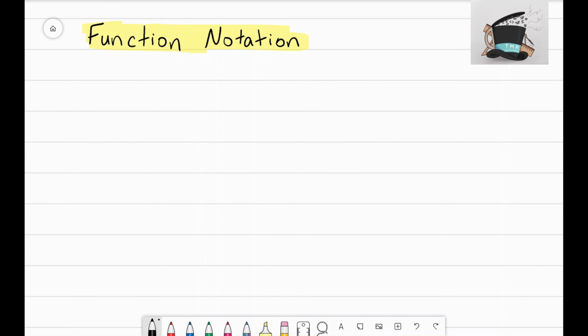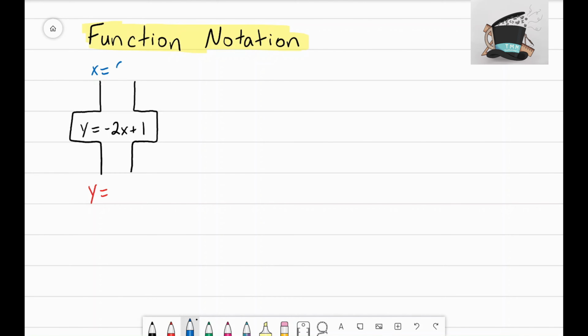So let's start with an example of a function machine. I'm going to draw out my function machine, and inside it, I'm going to write the equation y equals negative 2x plus 1. What we learned from our previous video is that we have an input of an x value, and an output as a y value. Let's say for this problem, we have x equal 2. The 2 is going to be dropped in, and I want to see what the output is going to be from this function machine.